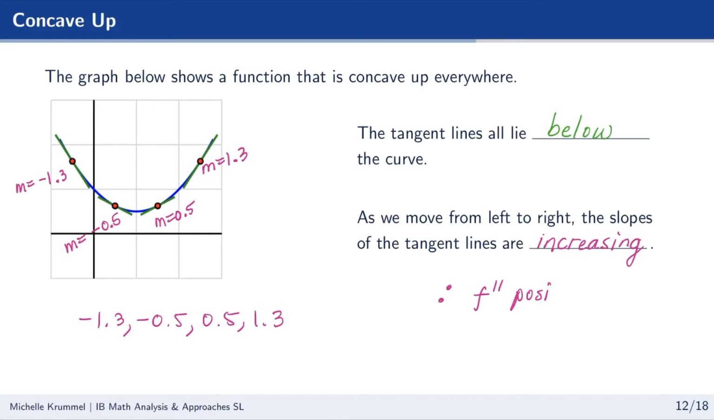I'm going to put a therefore in front of that. Therefore, f double prime positive. Or usually we write it like that, f double prime greater than 0. So if slopes are increasing, the second derivative is positive, and the graph of f is concave up. If f double prime is positive, the graph of f is concave up. That's the connection between concavity and the second derivative.